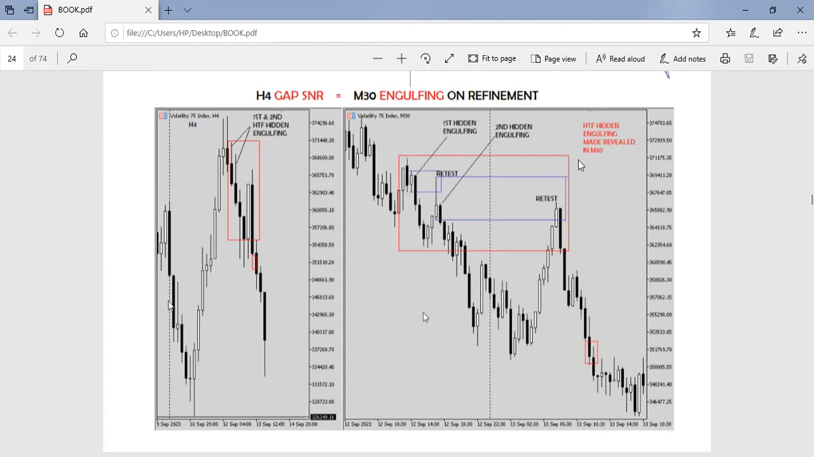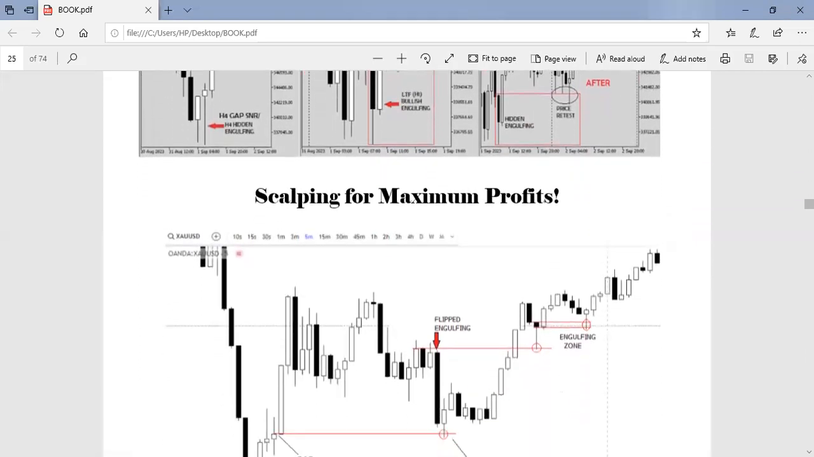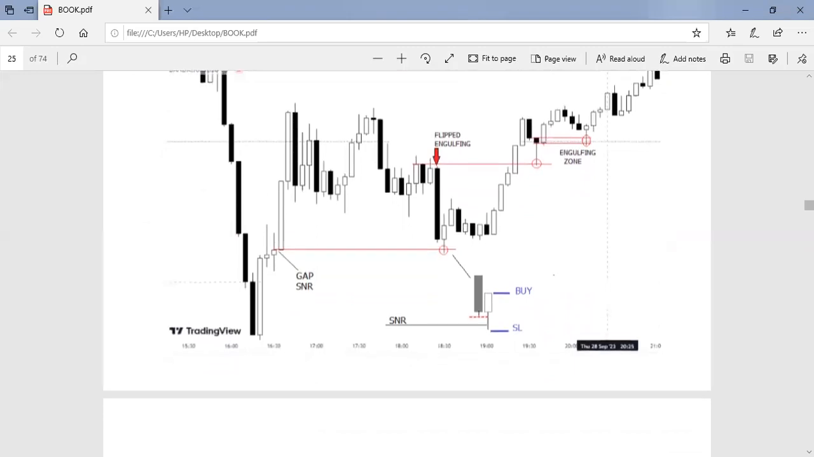The entirety of this red rectangular box represents the hidden engulfing in 4 hours. But when we refine, we're able to get this smaller engulfing. And we have a good sell here, very good sell. And we have this second one again, as a good opportunity to sell at a lower risk. So that's an engulfing for you.